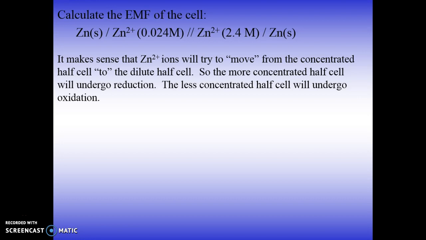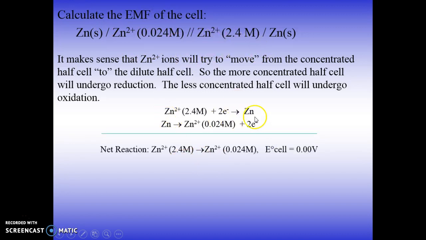To use up the ions, you want to have that undergo reduction. And then the lower concentration, to try and make that concentration higher, you want to create more ions. So this side you're going to have undergo oxidation. So reduction for the high concentration one, oxidation for the low concentration one. So the net reaction, therefore, is going to be zinc 2+ going to zinc 2+, but having different concentration. So the standard voltage of the cell is 0.